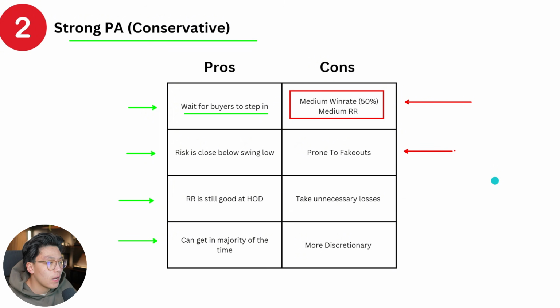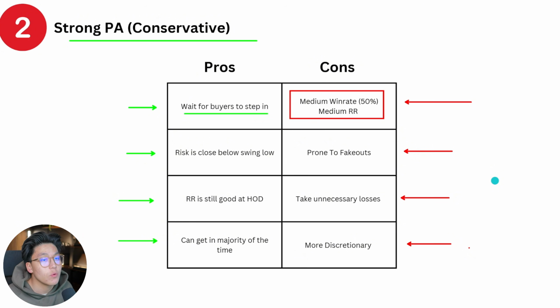Another con that we have, similar to the limit order, is that it's still prone to fake outs, not as much as the limit order, but it is still prone to fake outs because you're not waiting for confirmation. Similar thing, you still can take unnecessary losses some of the times. And another con that I do have is you're a little bit more discretionary. So sometimes if you want to be as mechanical as possible, you have a set of rules in place.